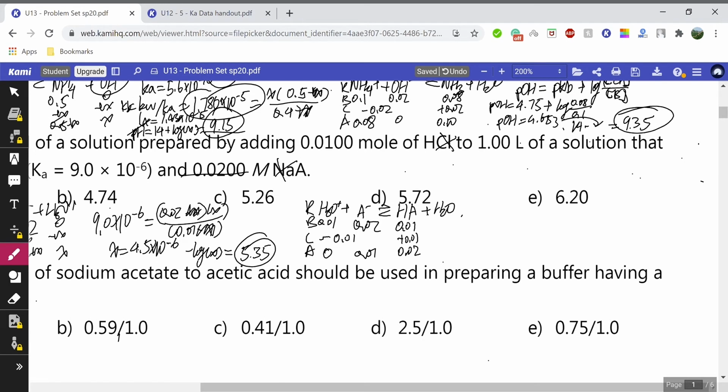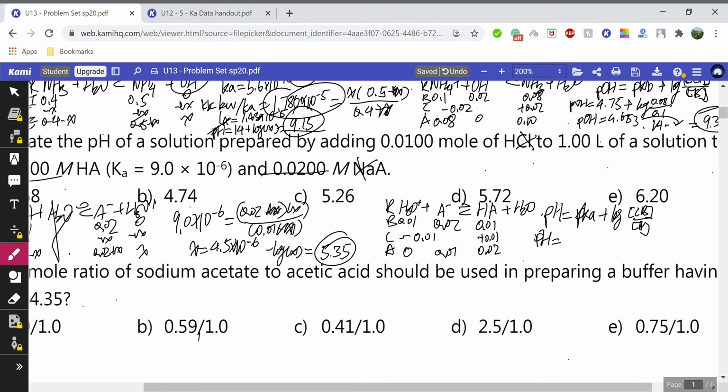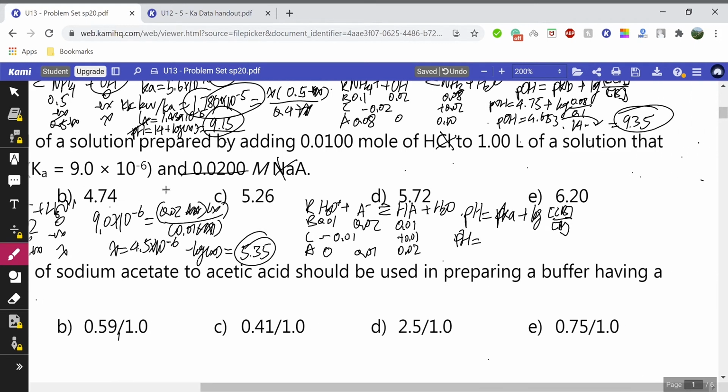Okay, now, because they're now in the same solution, we can use the HH equation. Because this time we're adding an acid to a base, we can use the normal one where pH is equal to pKa plus the log of conjugate base on top divided by acid on bottom. So pH is going to be equal to pKa. Ka is 9.0 times 10 to the negative 6 power. So negative log of 9.0 e to the negative 6 power is going to give us 5.05.